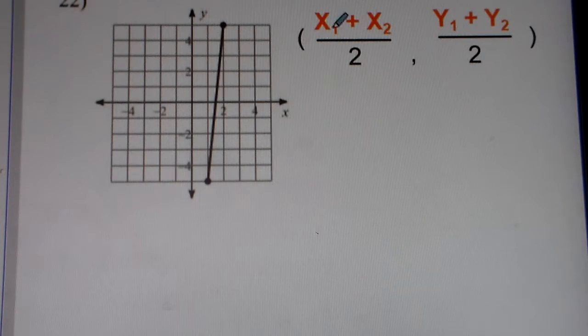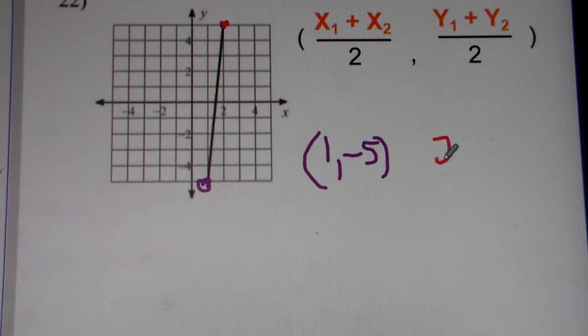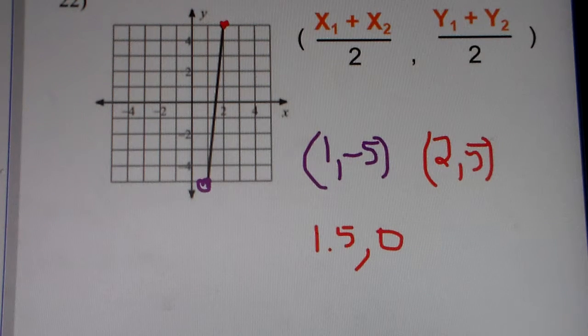One more of these. 22. The purple endpoint is 1 to the right, 5 down. The red endpoint is 2 to the right, 5 up. Average of the x's, 3 divided by 2, gets you 1.5. So that's my x value. My y is -5 plus 5, which gets you 0. 0 divided by 2 is 0. So the midpoint is 1.5, 0, so that green dot is the middle of the line.